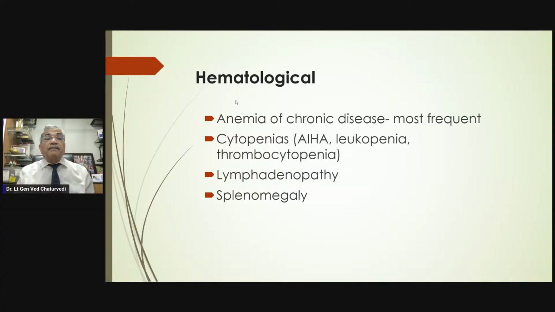And these patients have lymphadenopathy, splenomegaly. Basically, cytopenias are there because the cell count becomes less, either because cells are trapped in the spleen because of splenomegaly, or because there are autoantibodies against these cells. So the cell count becomes less and the platelet count also becomes less.